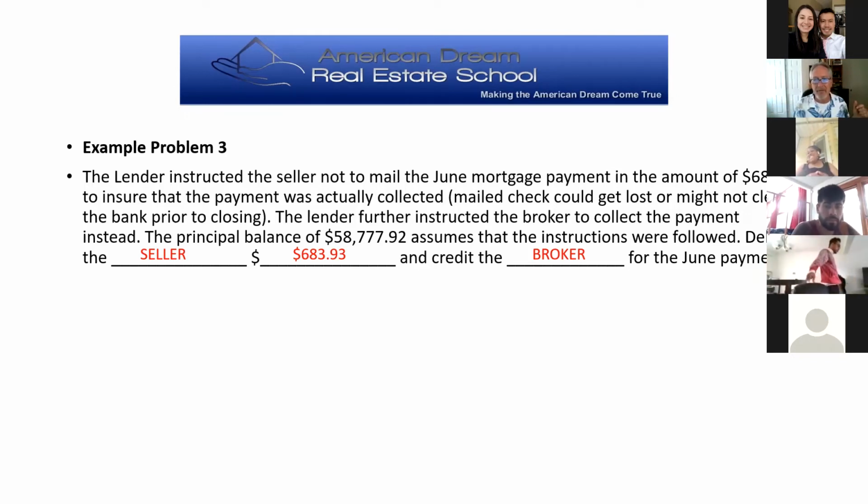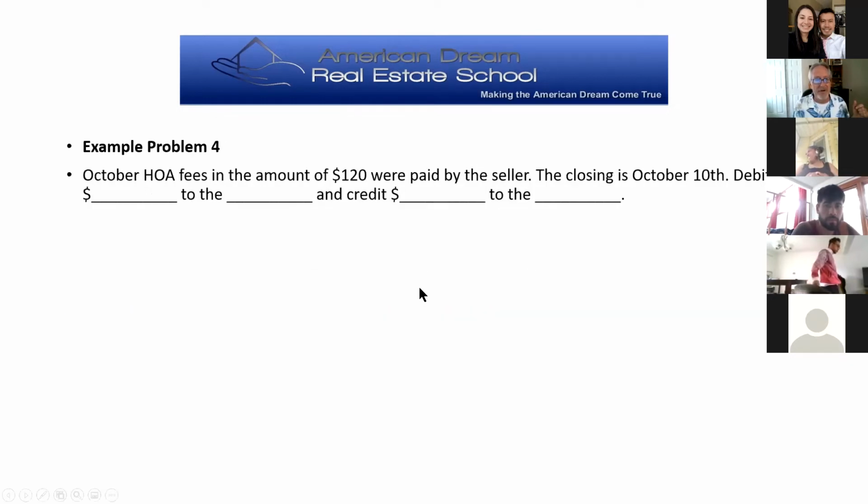Okay. All right. Let's do another one. HOA question. Okay, HOA fees are in the amount of $120 paid by the seller. Closing is October 10th. You're debiting some monies to somebody, crediting other monies to somebody else.